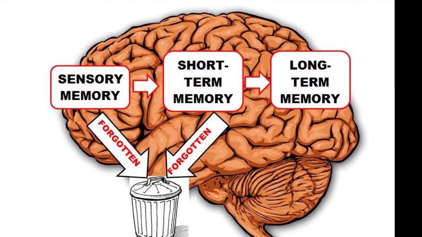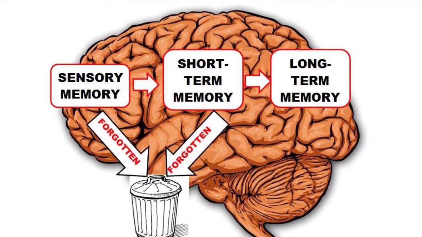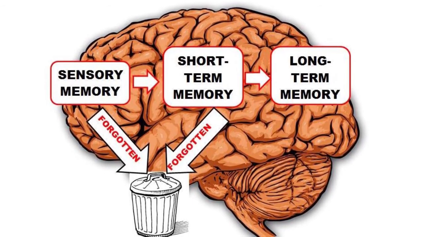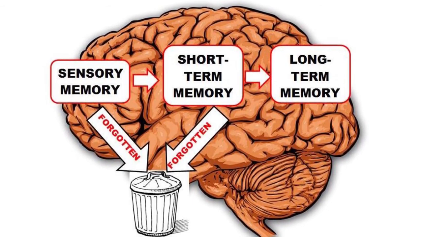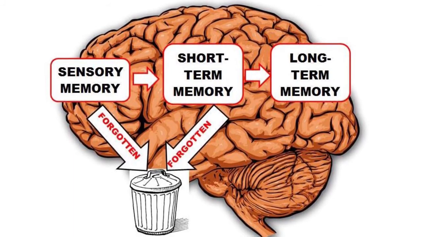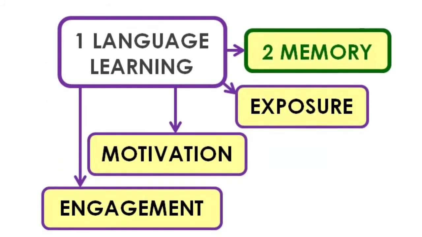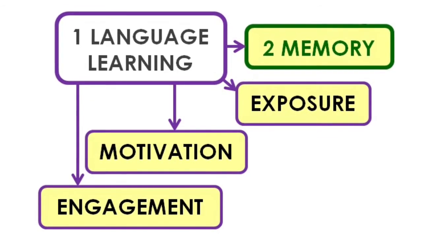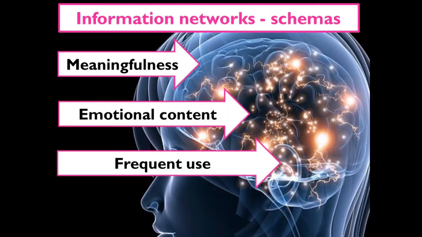Very briefly, it works like this. In order to remember something, information has to be transferred from the short-term memory, where it will be forgotten, to the long-term memory, where it will be remembered. For this to happen, engagement, motivation and exposure are essential, those key elements again. Information is organised in neural networks known as schemas, and in this process, the meaningfulness or emotional content of an item is important. That's engagement.